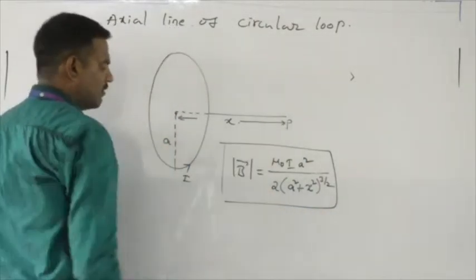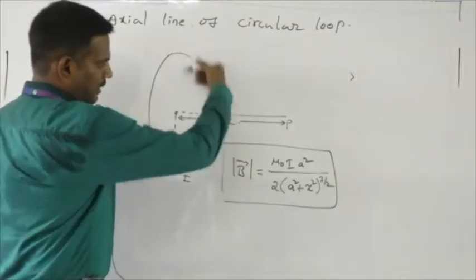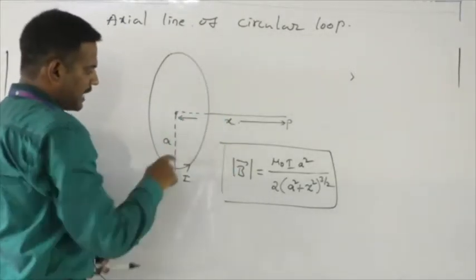Now at the point P, what is the direction of the magnetic field intensity? As I told you, this is the loop that can be shown like here. So it is carrying the current like this.